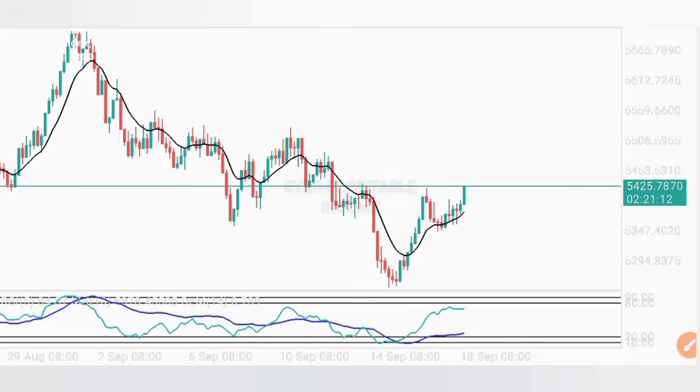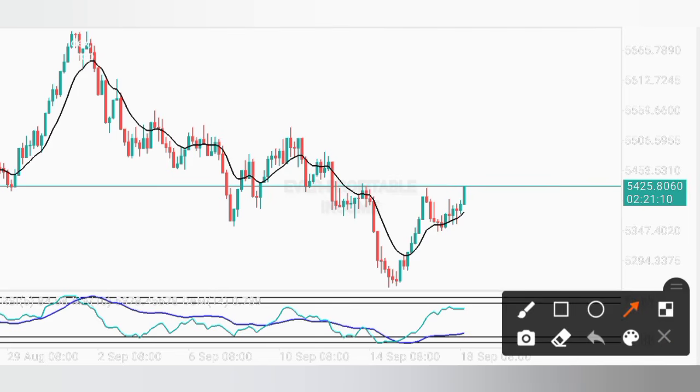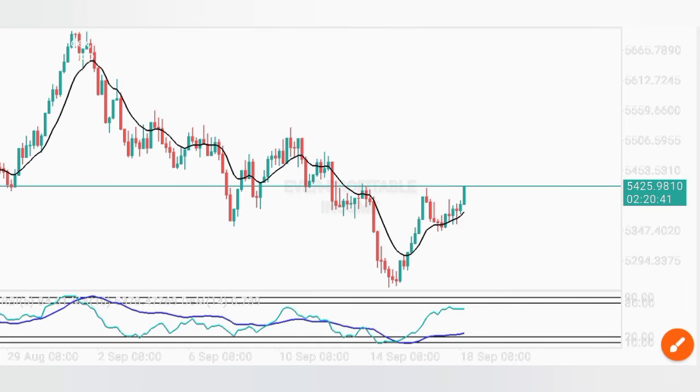Firstly, I'm going to identify a cross on the 4 hours time frame. The crossover, the intersection between these 2 indicators on the 4 hours time frame, should be within level 10 and level 20. It should occur within this zone.